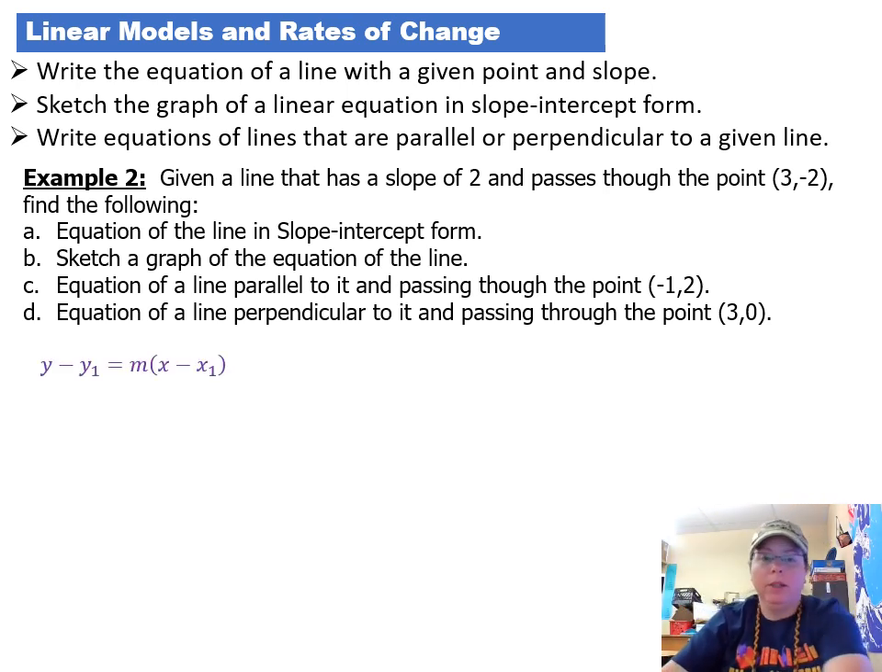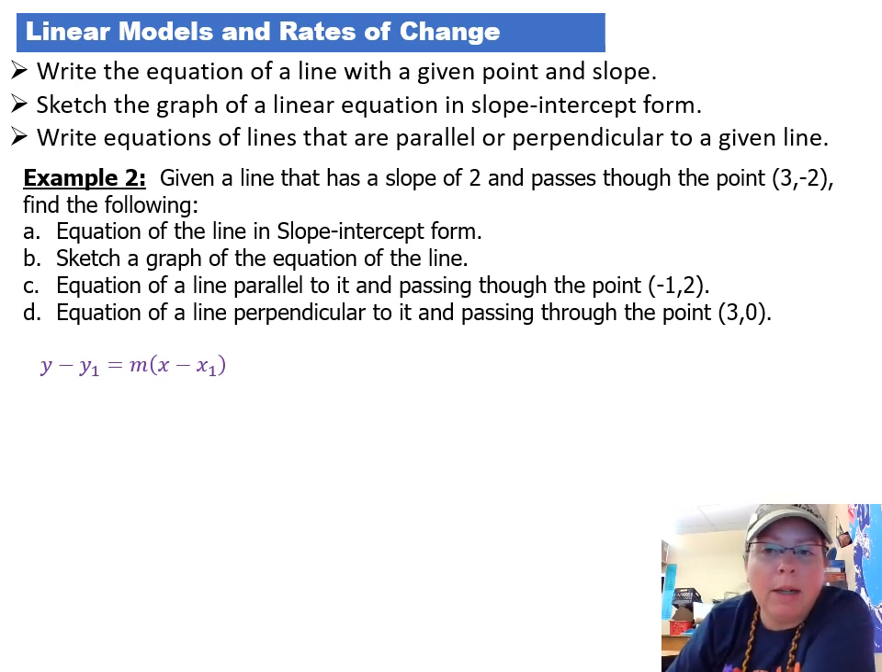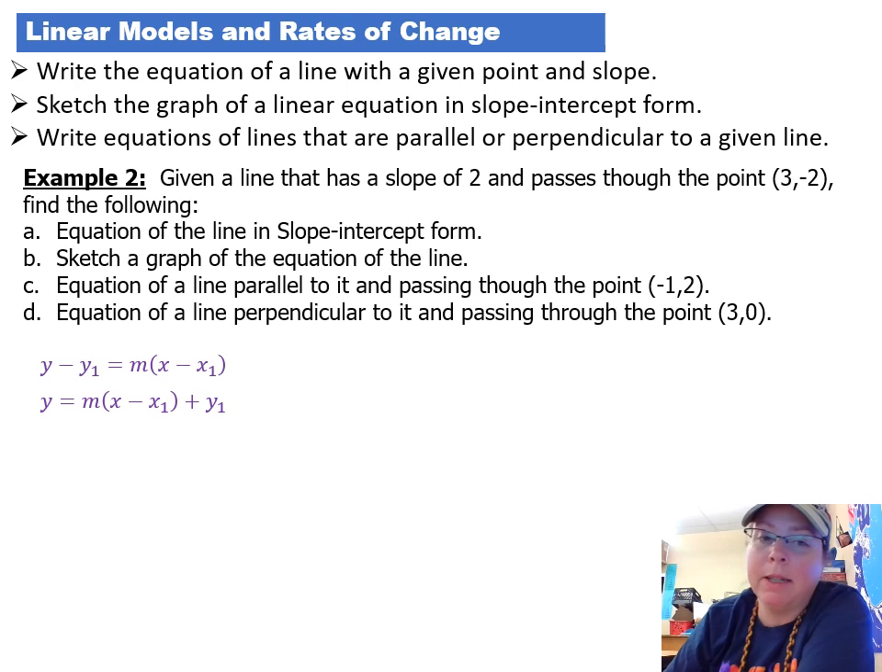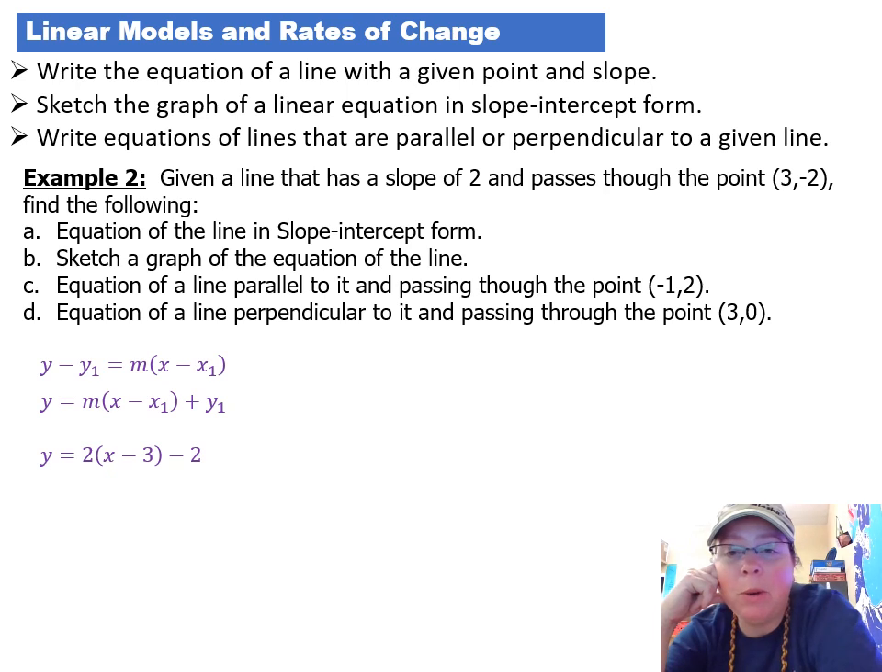So I'm just going to use the point-slope form. So y minus y1 equals m times x minus x1. Plug in, I'm actually going to write it as y equals m times x minus x1 plus y1. Plug in m, which is 2. Plug in x1, which is 3. Plug in y1, which is negative 2. Right there, I've got the point-slope equation of a line.